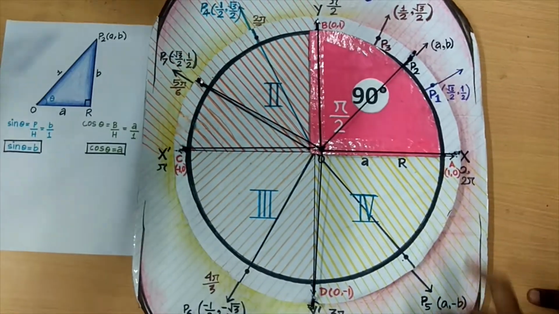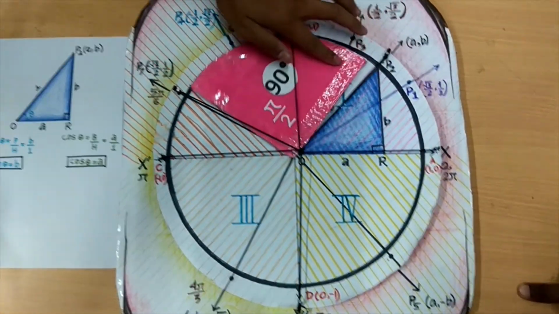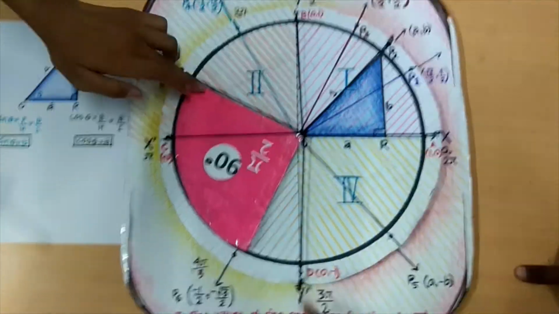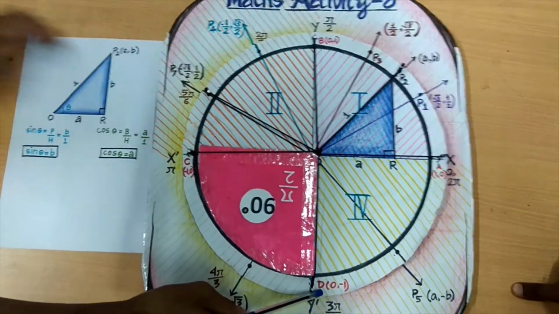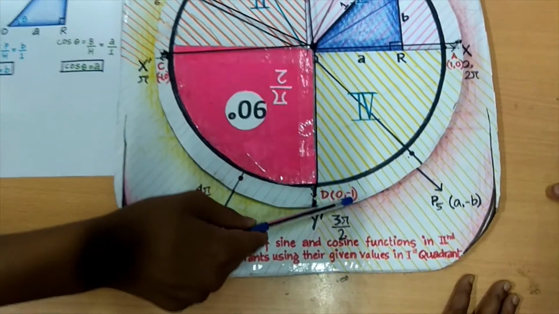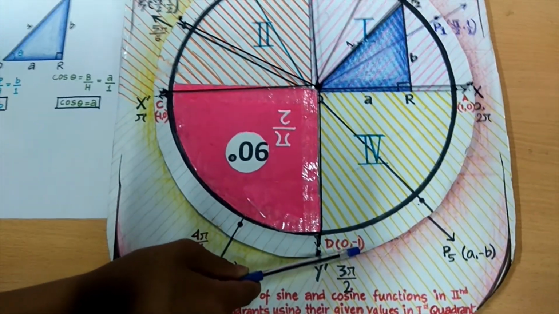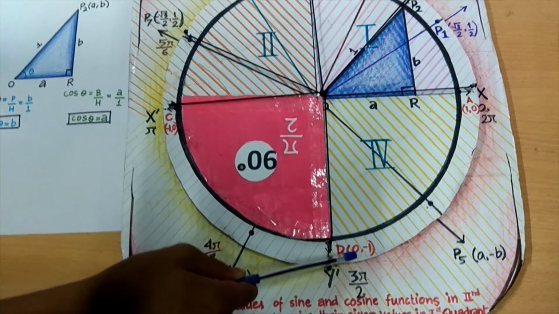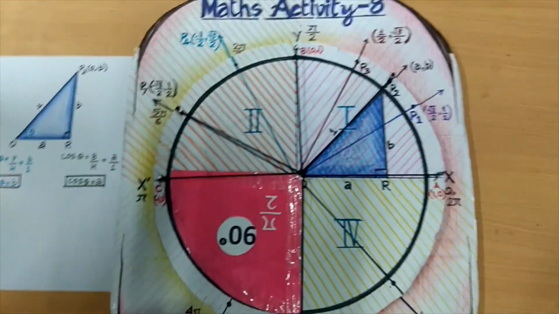And if we rotate this angle, we can also find the coordinates of D, the angle 3 pi by 2. The coordinates of D will be 0 and minus 1, which implies that cos 3 pi by 2 is equal to 0 and sin 3 pi by 2 is equal to minus 1.